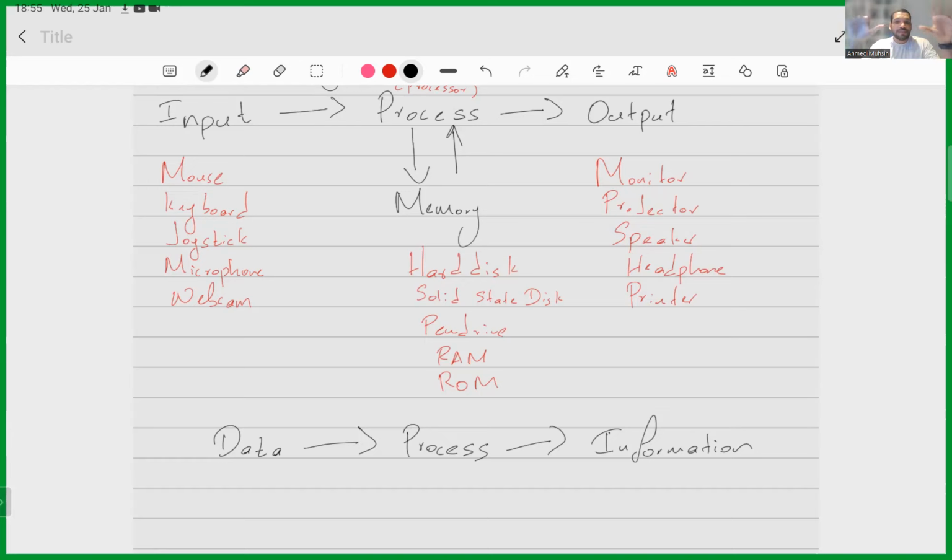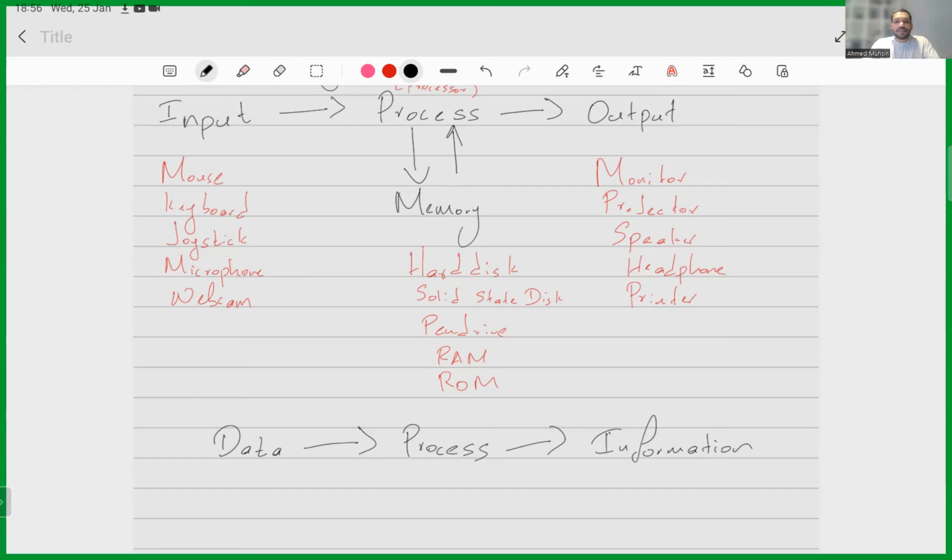So this is the basic IPO cycle, where you use input devices to give data to your computer. Then your computer processes it. While processing it, your computer will communicate with memory, and thereafter it will give you an output. It will either make a sound, display something, or give you a printout. So this is what we call the IPO cycle, and I'm reminding you again, this is how all computers work. I hope it makes sense.